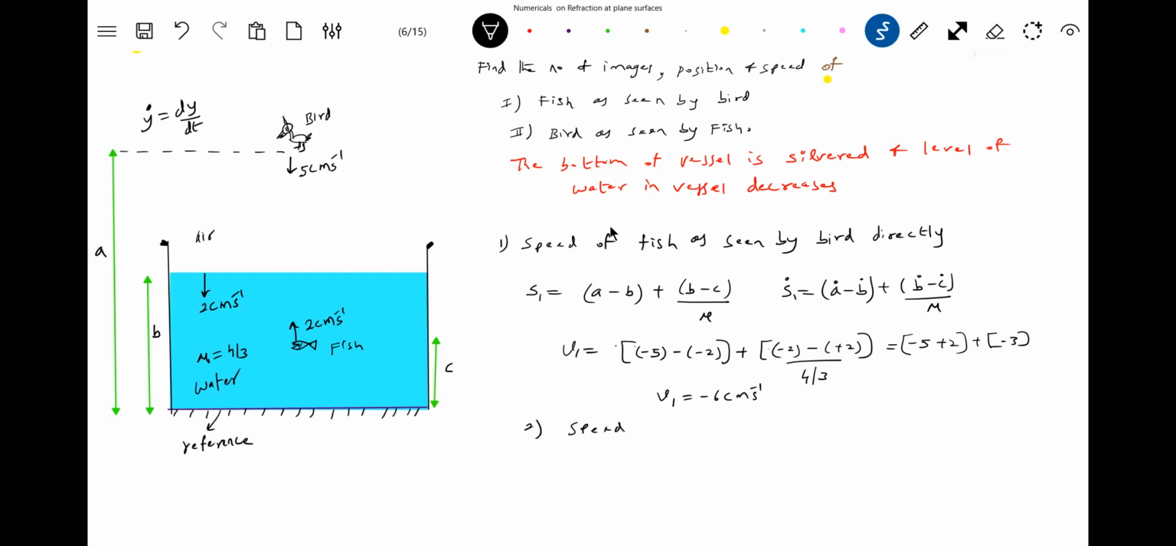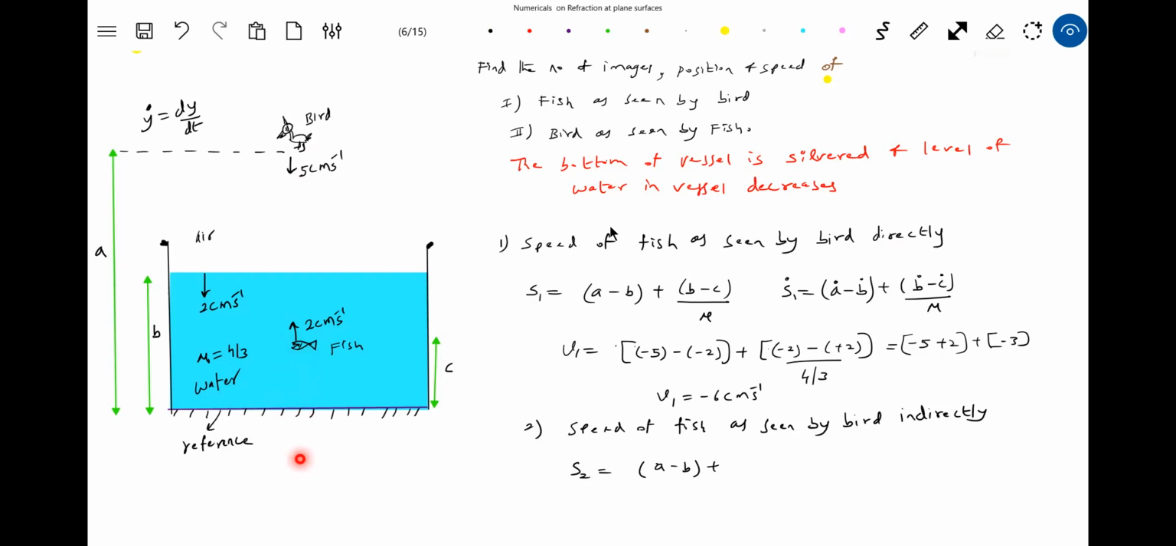Next, speed of fish as seen by bird indirectly. So the rays emitted by fish, first it will strike the mirror, it will form an image. Already we have discussed one problem, I need not repeat here. Then that image will be seen by the bird. So S2 is equal to first the distance of the bird from the boundary, A minus B. Then the fish is at a distance C. First the rays emitted by fish will strike the mirror. It will form image F dash, and the rays reflected by the mirror will undergo refraction, will pass through to the bird. So everything will appear like a liquid for us.